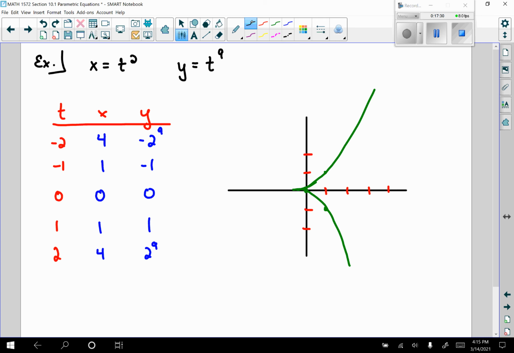And again, as we trace this, we started with 4 and then -2 to the 9th, which would be down here. So it looks like we're moving up this way. And then we hit 0, 0, and then we start to move this way. So that's how our curve traces. And again, let's go ahead and eliminate the parameter.